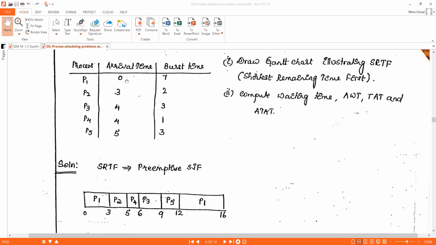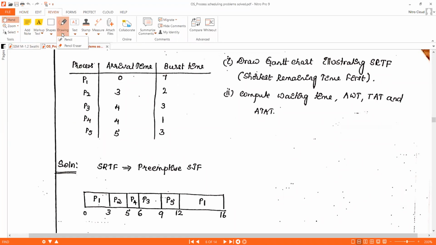At clock time 0 milliseconds, process 1 arrived to the ready queue. At that time the CPU was free, right? This is the first process which arrived to the ready queue. At clock time 0 the CPU was free, so the CPU will be scheduled for process 1. Process 1 will be executed by the CPU, and its burst time is 7 milliseconds.